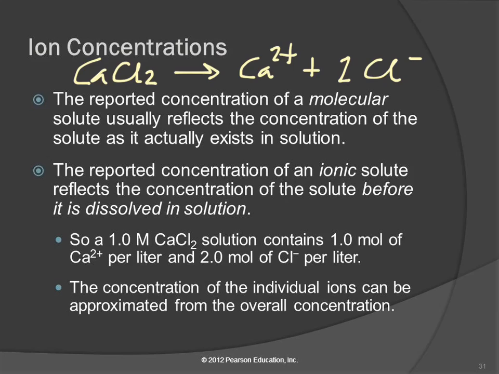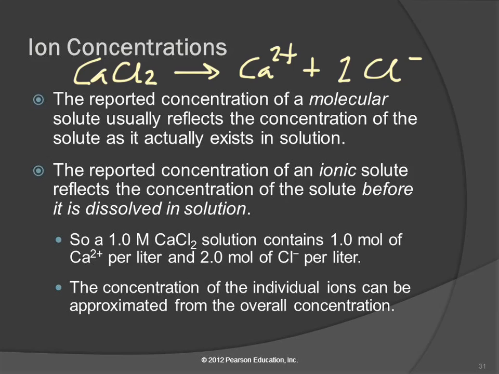Do you see that? It's like if you had a dozen bicycles and you took them apart. You have a dozen frames, but you have 2 dozen wheels because each bike had 2 of them. So if we have a 1 molar calcium chloride solution, it's actually 2 molar in chloride ions. So the concentration of the individual ions can be approximated from the overall concentration.